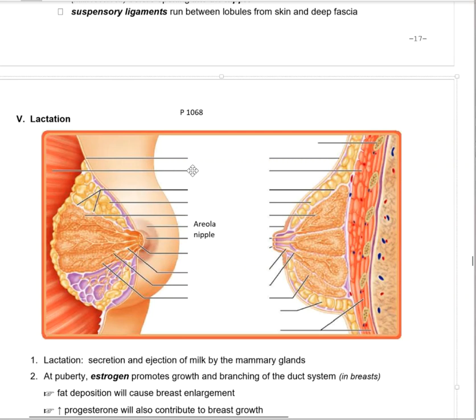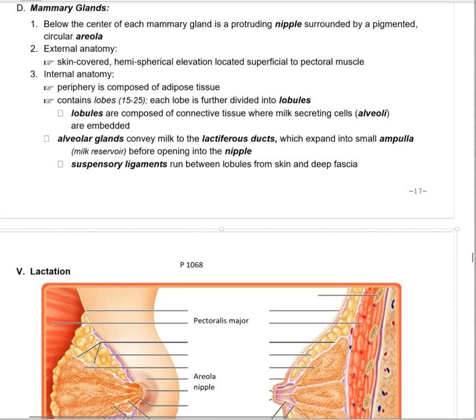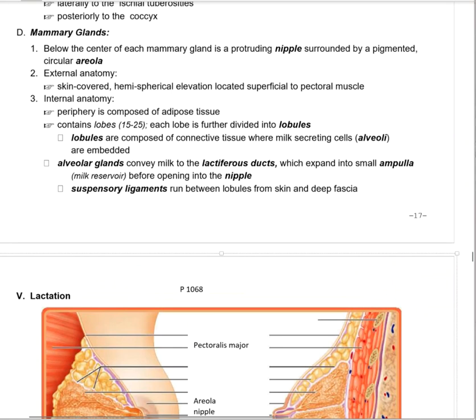Note behind is the pectoralis major muscle. Right there, you can see on both sides. And so as it says here, the mammary glands are located superficial to the pectoral muscle. But internally, there's some adipose tissue. We can see a lot of adipose tissue there at the bottom of the screen.